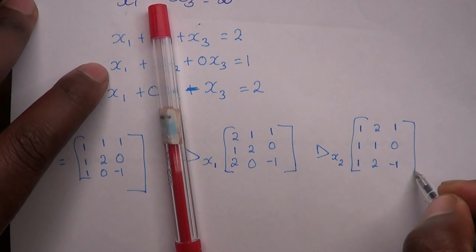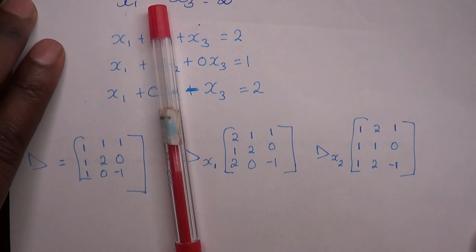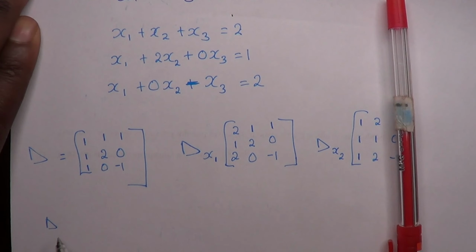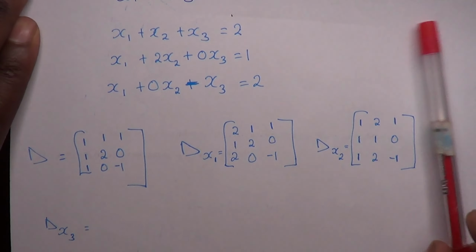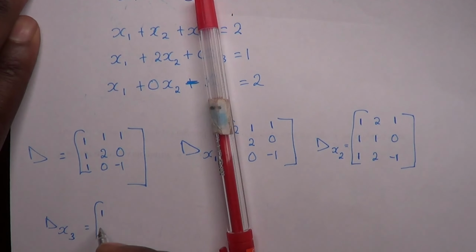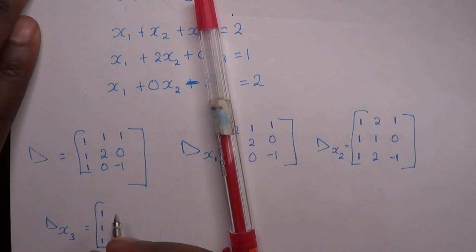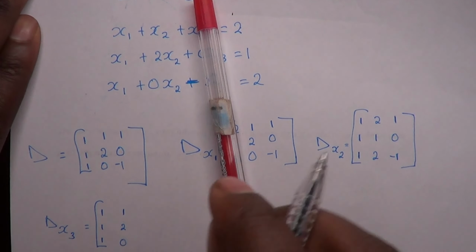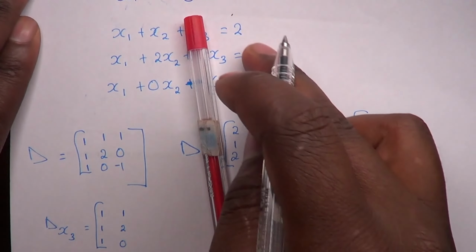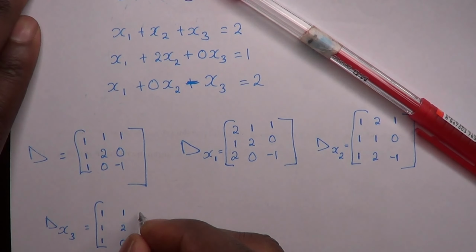Okay, then the last one I need to look at is Dx3. Now I cover the x3 column, so I start with x1, that's 1 1 1, the second one is x2, that is 1 2 0, and the third one, because I have covered x3, I replace it with this one, that is 2 1 2.